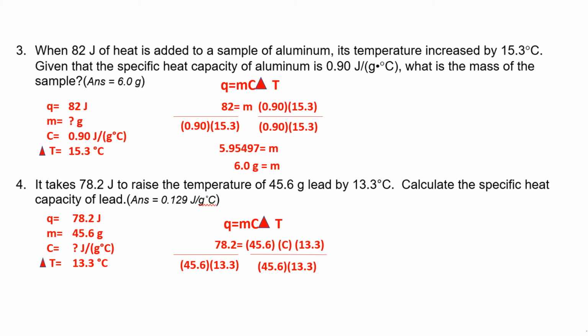So if you do it my way, you would take 78.2, divide, parentheses, 45.6 times 13.3, parentheses, press enter on your calculator, and the specific heat capacity comes out to 3 significant figures as 0.129 joules per gram degrees Celsius.